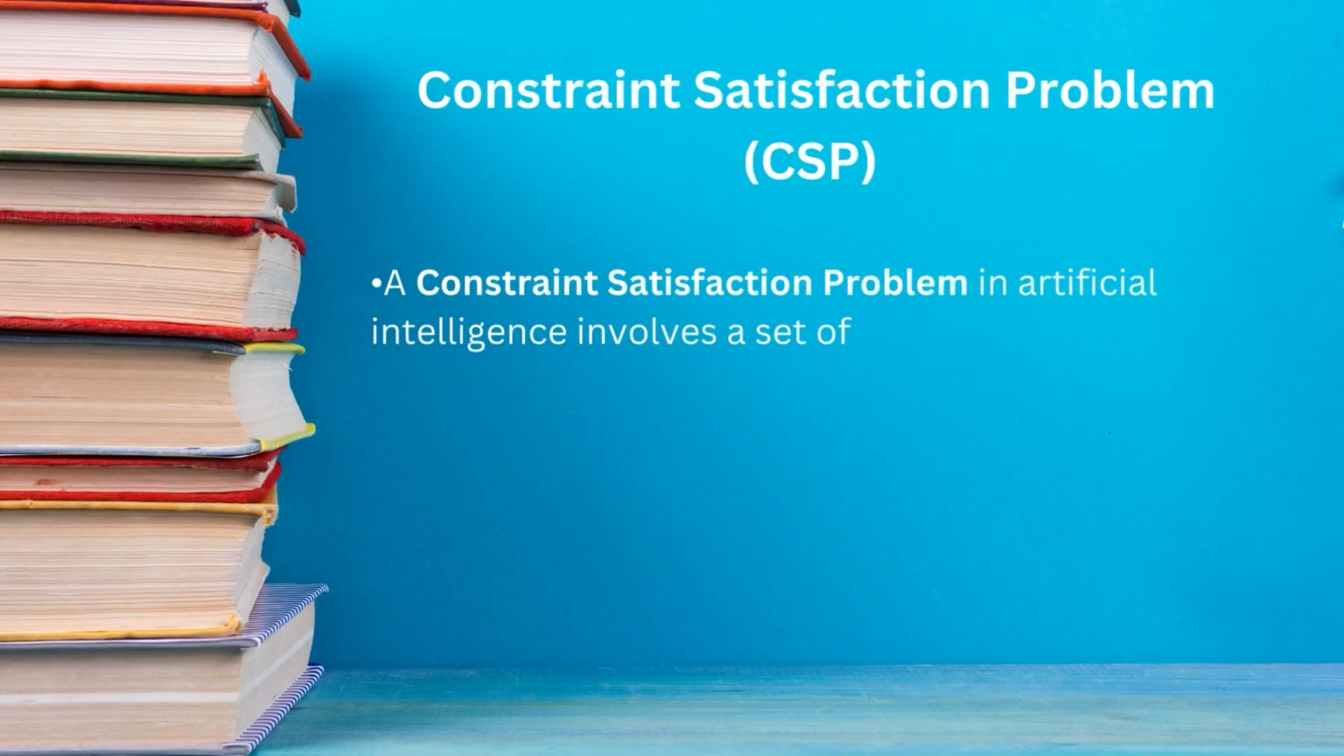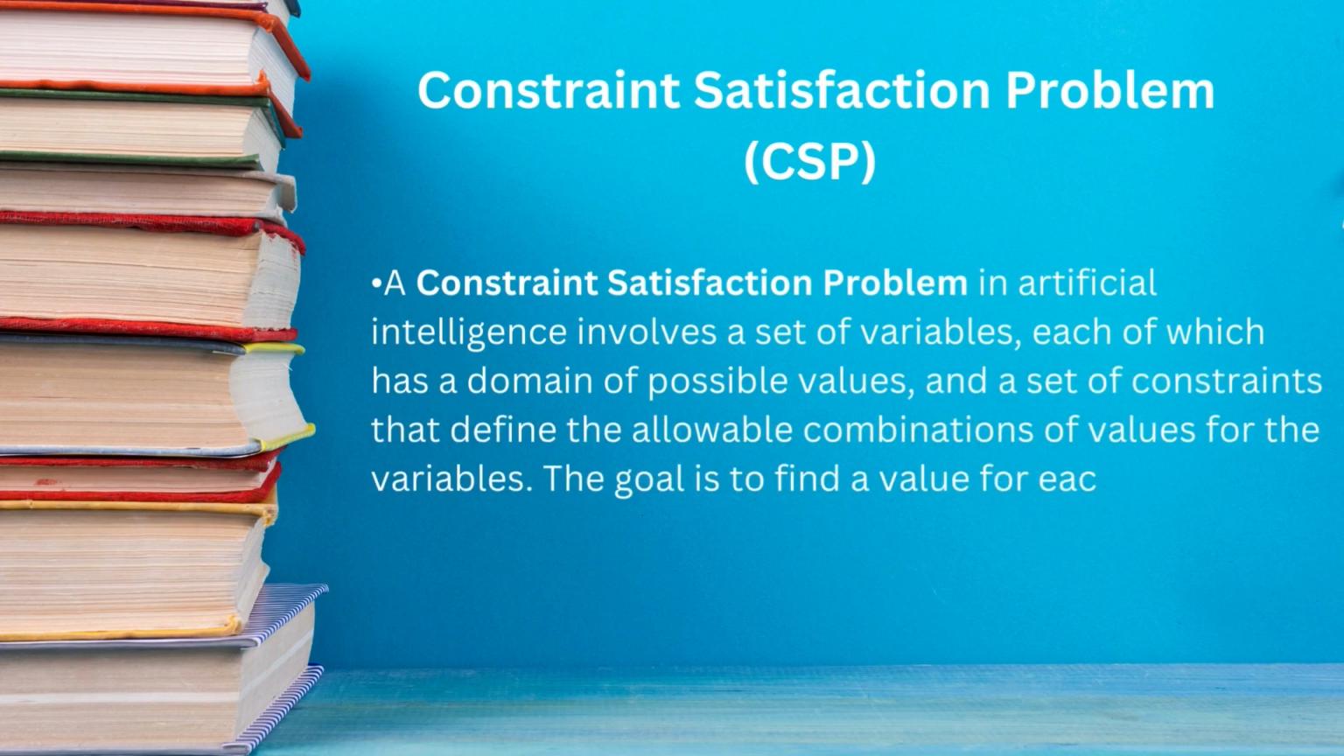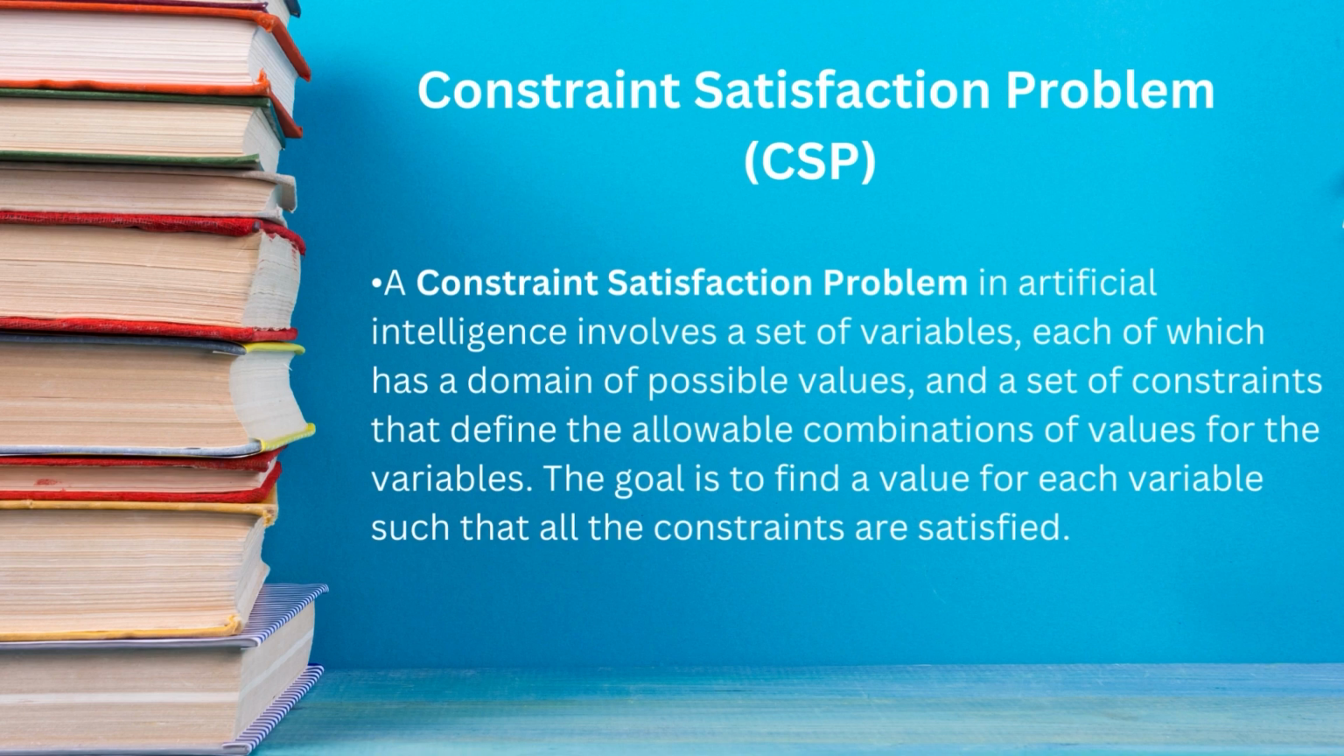So, what is a constraint satisfaction problem? Let us have a quick understanding. A constraint satisfaction problem in artificial intelligence involves a set of variables, each of which has a domain of possible values, and a set of constraints that define the allowable combinations of values for the variables. The goal is to find a value for each variable such that all the constraints are satisfied.